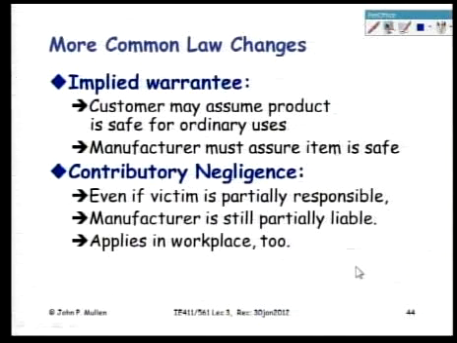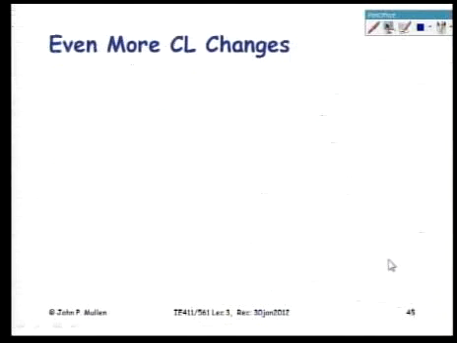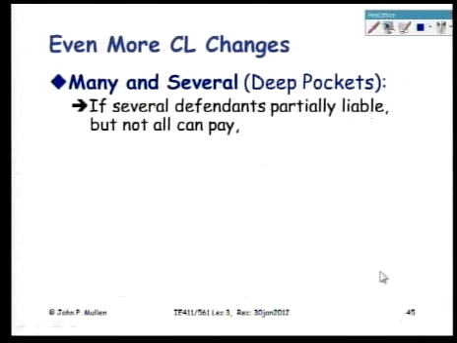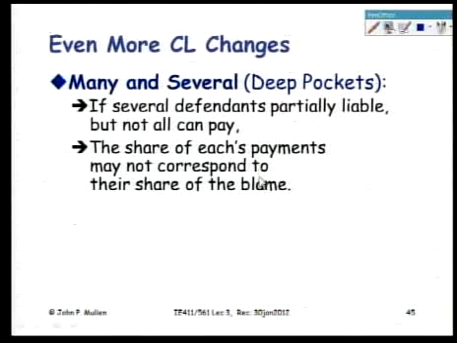Now, this is like a pendulum, and we swing a little further, and we get joint and several liability, commonly called deep pockets. How many people are familiar with this? Okay, you ever notice that when a lawyer sues, they sue everybody and their cousin? Anyone who might be remotely responsible, okay? This is why. If several defendants are partially liable, but not all can pay, the share of each payment may not correspond to their share of the blame.